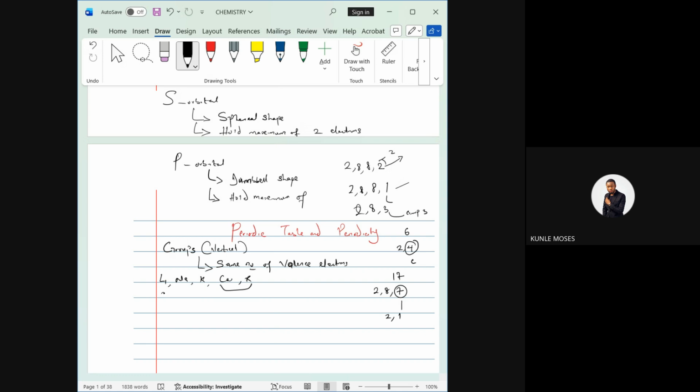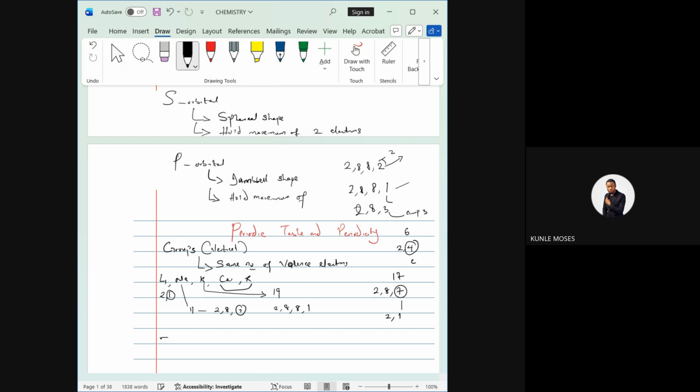If you look at it, lithium is element number 3, that's 2,1. You can see 1. Sodium is element number 11, isn't it? It's 2,8,1. You see? Potassium is element number 19, that's 2,8,8, and what's the next one? 1. Are we all together? Do we all get that? So groups have the same number of valence electrons.